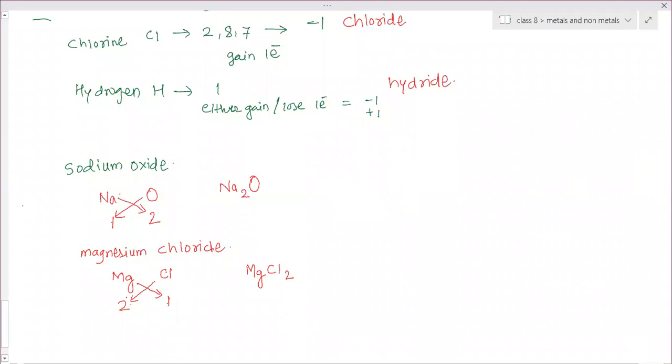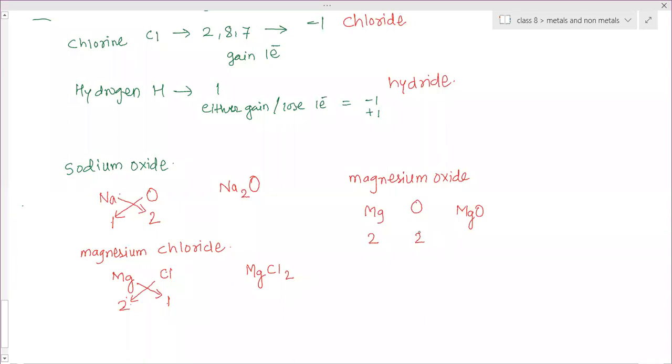Clear? Then what is magnesium oxide? When both the numbers are equal, we are not supposed to cross multiply. Directly we have to write the symbols in straight sequence. So magnesium oxide: magnesium is Mg, oxide means O. Magnesium valency is 2, this is also 2. Both are the same, so no need to multiply. Directly write the formula as MgO. Clear?